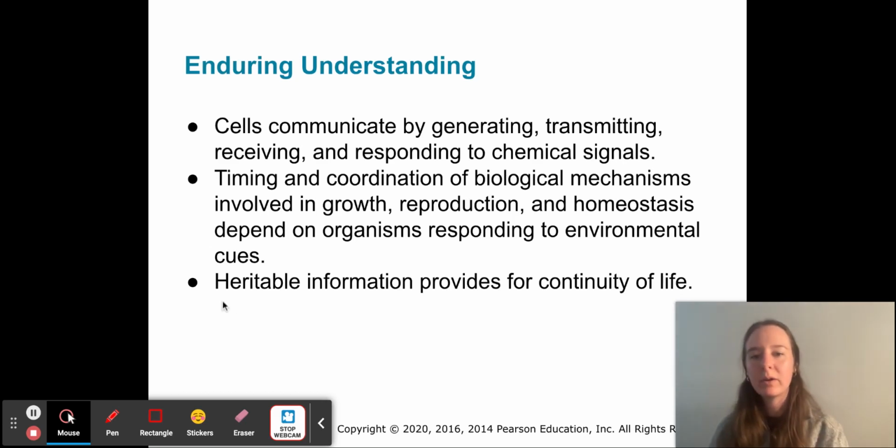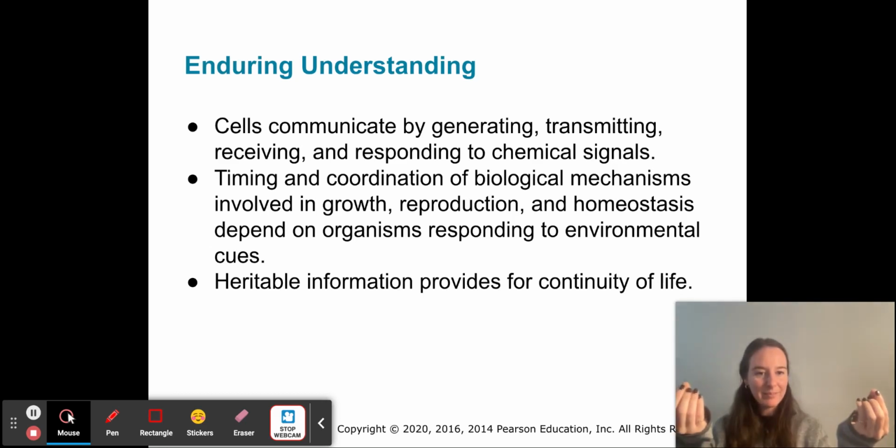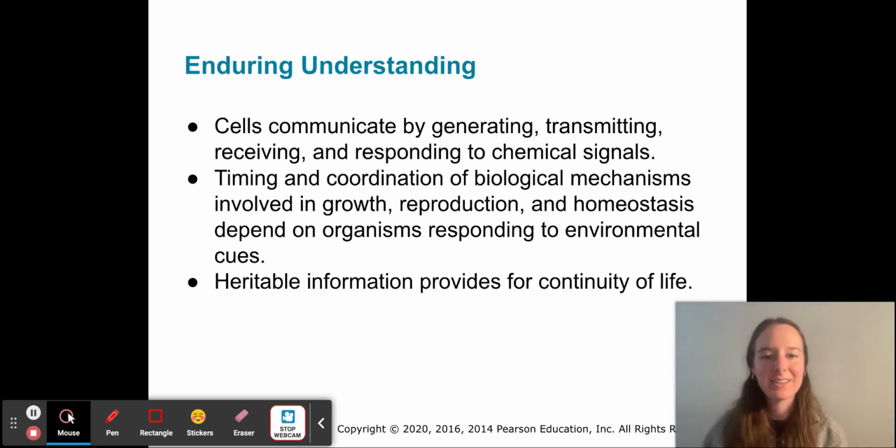And lastly, heritable information provides for continuity of life. So we learned about mitosis, how cells make copies of their DNA and divide and put matching copies of the DNA in each daughter cell.